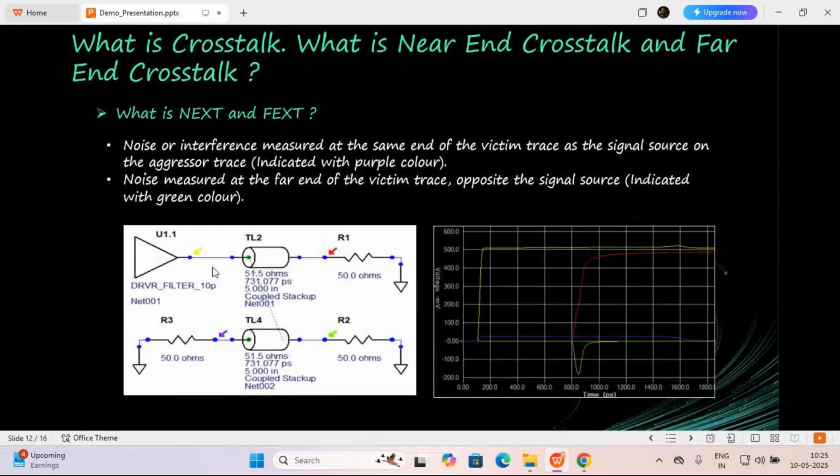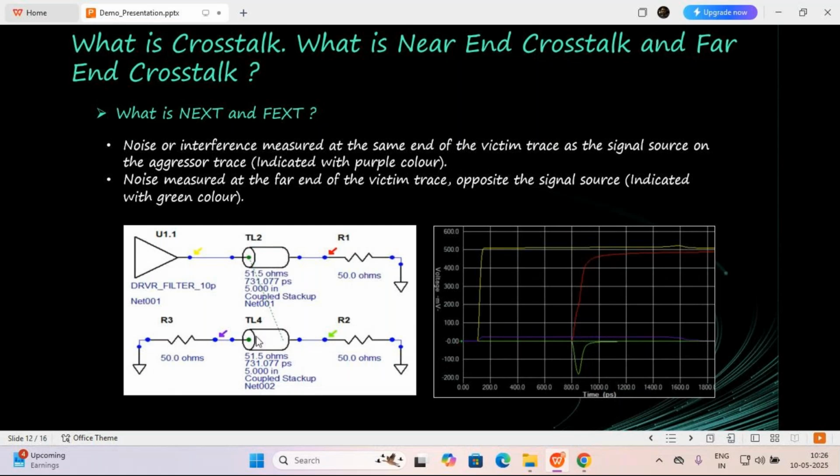So this is the driver. U1.1 means the pin number, and U1 is the ref des of the driver. Then we have TL2, which is a transmission line. Then we have an R1 resistor, and we have a second one. I have made it shorted to ground. So this is a dead transmission line.